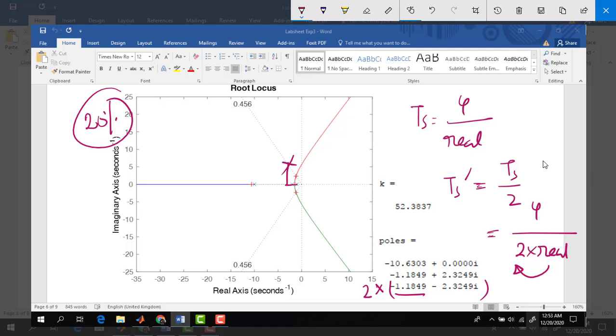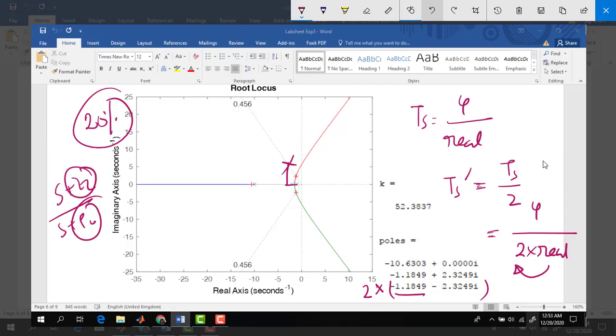So our task is to build a compensator. A compensator actually means that we are adding S plus ZC by S plus PC. That means we are adding a zero and a pole. We have to add a zero and a pole in such a way that our root locus travels through this point. At present, our root locus is not traveling through this point, but we want our root locus to travel through this point. That's our ultimate task.